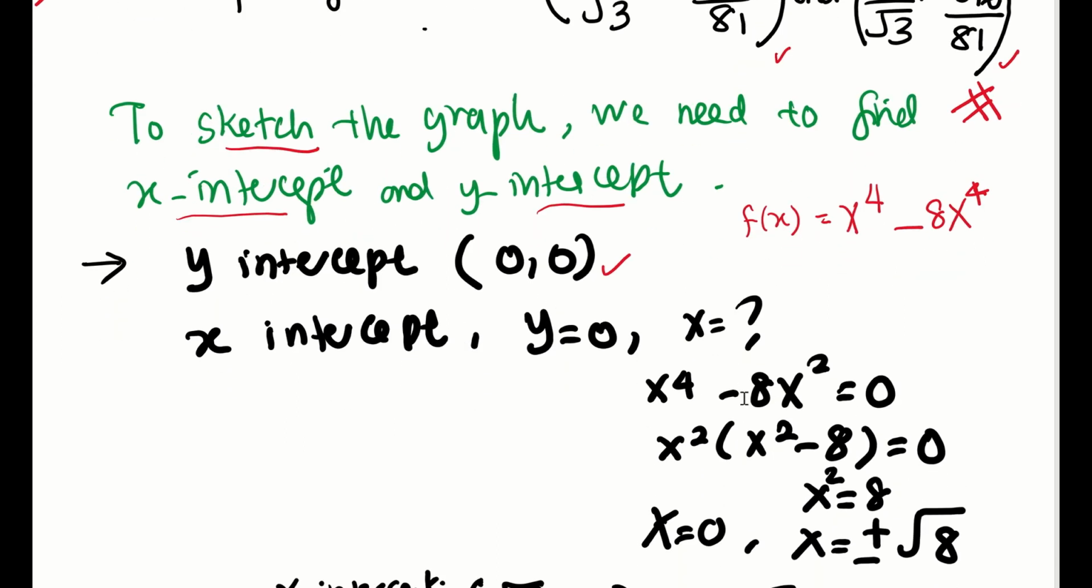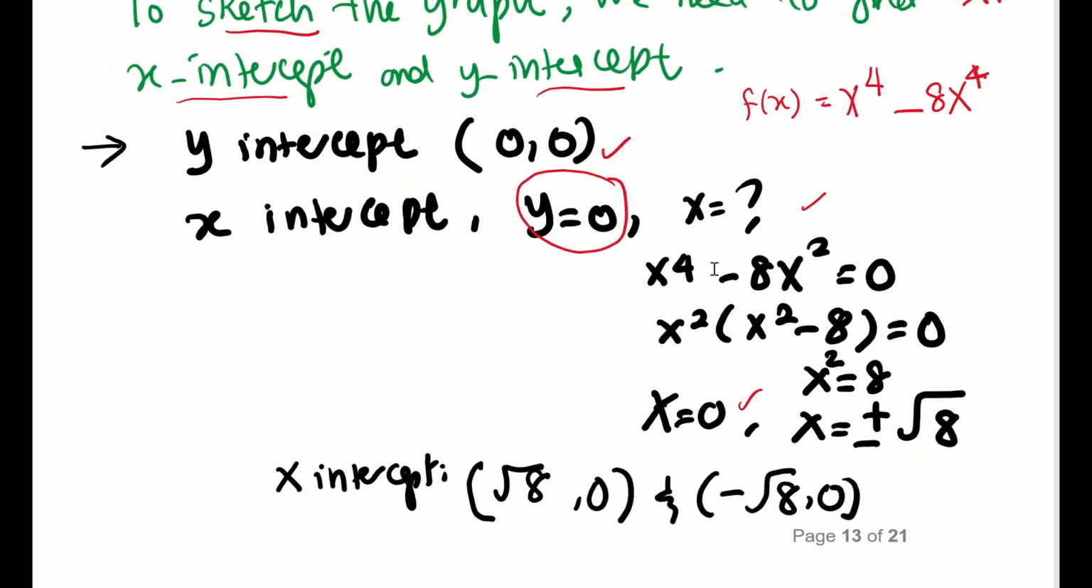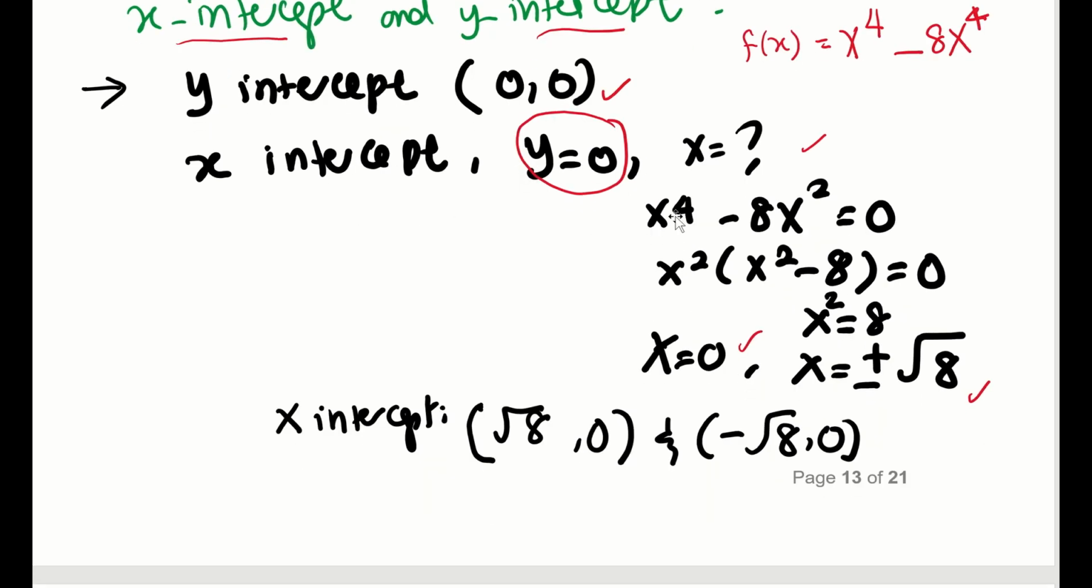To get the x-intercept, y must equal 0. When y equals 0, what is the value of x? We get x equals 0 and x equals plus minus root 8. So the x-intercepts are (root 8, 0) and (negative root 8, 0). Okay. Then we continue to sketch the graph.